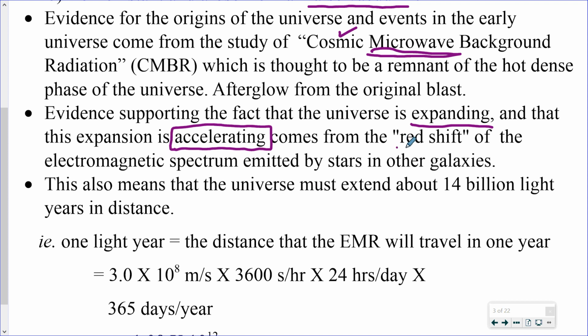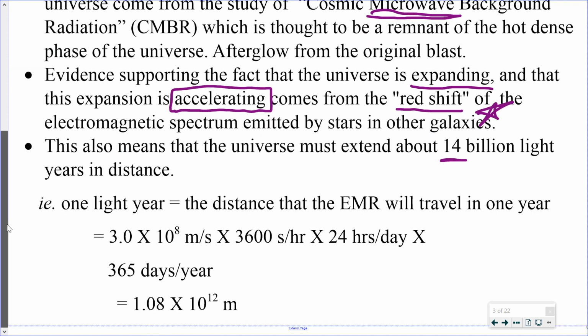We'll take a look at something that is referred to as the red shift. This is really important that you know that term. That is the key indicator, taking a look at the red shift in the electromagnetic spectrum, that the universe is expanding and this expansion is accelerating. So what this also means is that the size of the universe from one side to the other is about 14 billion light years. This is the amount that light would travel in a year times the approximate age of the universe.